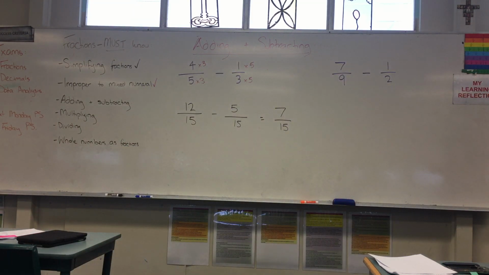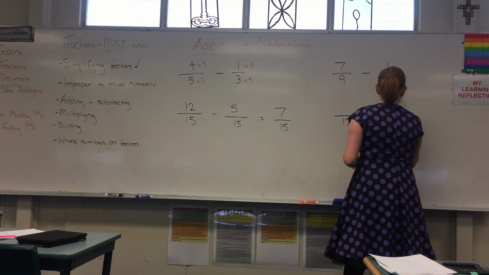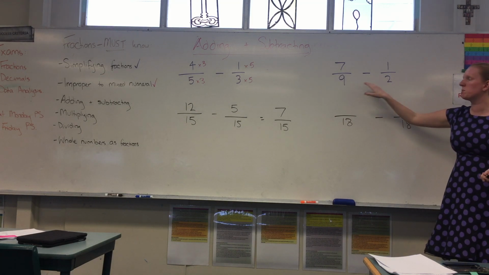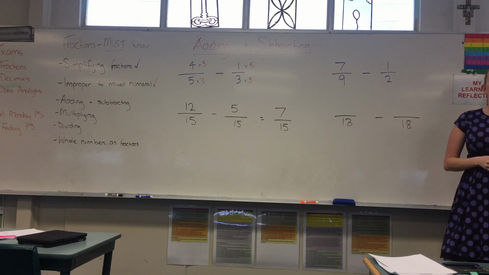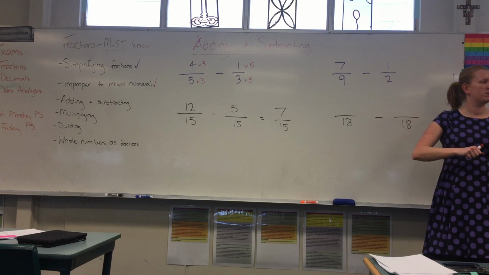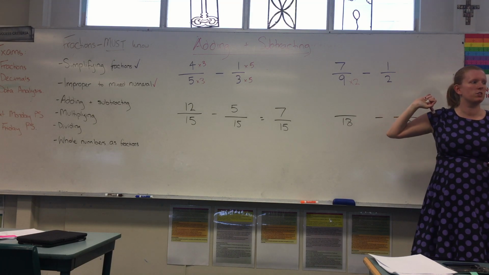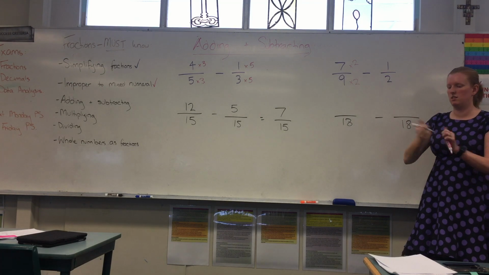2 doesn't go into 9. So what denominator can I come up with for these bottom numbers? Awesome. I'm going to give them a denominator of 18. And the reason for that is because I just multiplied these two together. So 9 times 2 gives you 18. So, what do I have to do to a 9 to turn it into an 18? Times it by 2. What I do to the bottom, I also have to do to the top. 7 times 2 is? 14.